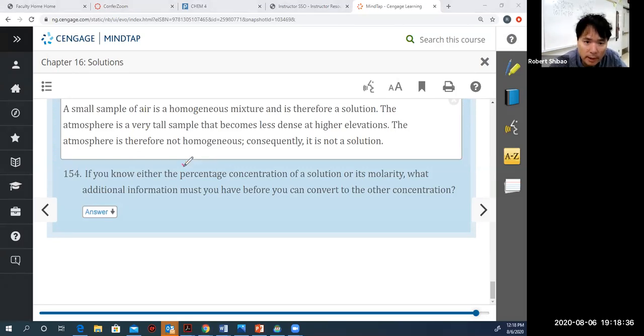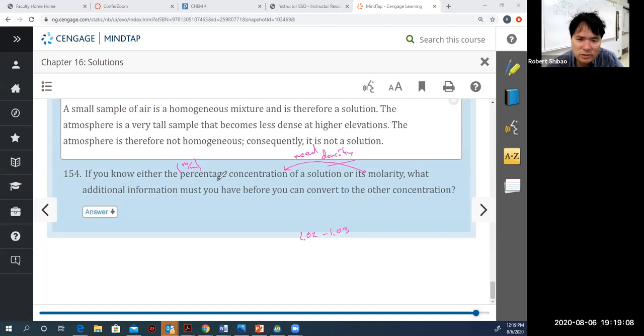And this is a mass over mass percentage. And so for this percentage concentration to molarity, we need the density. We can't always assume it's one, like water, because sometimes these solutions are quite concentrated. Like seawater, you would think it's fairly concentrated, but its density is very close to one. It's like 2 or 3% off.